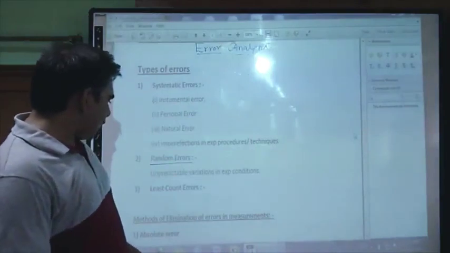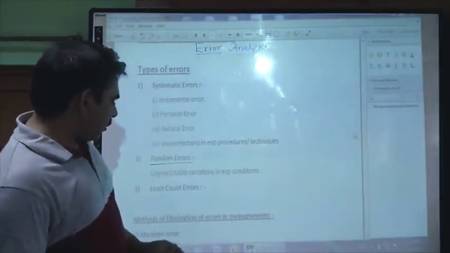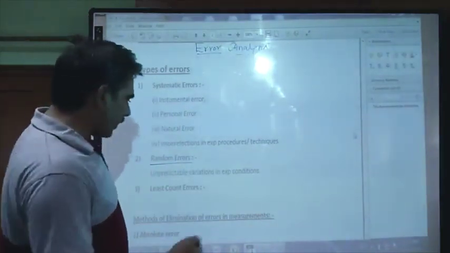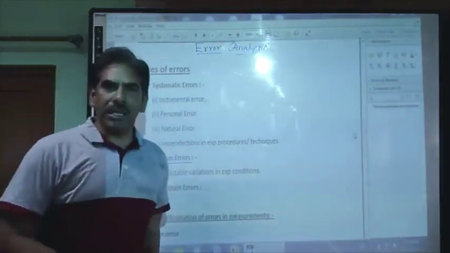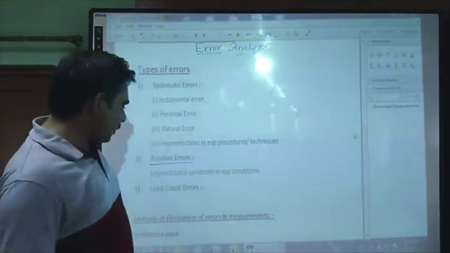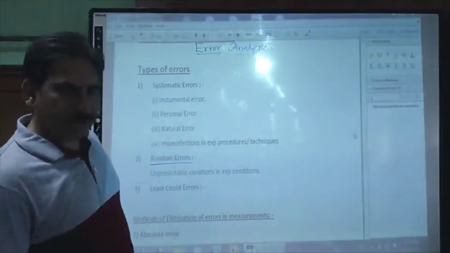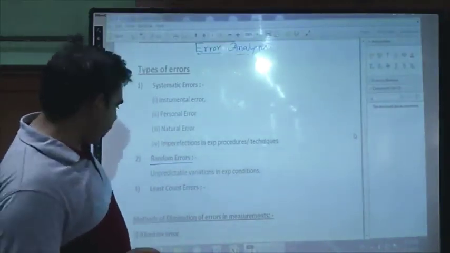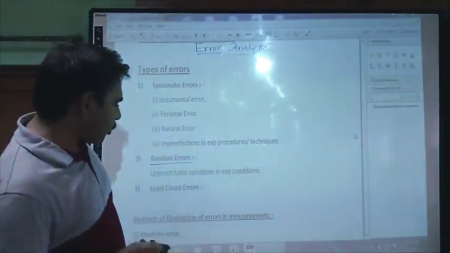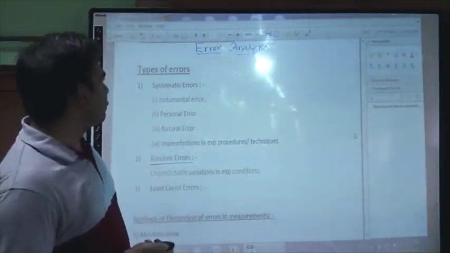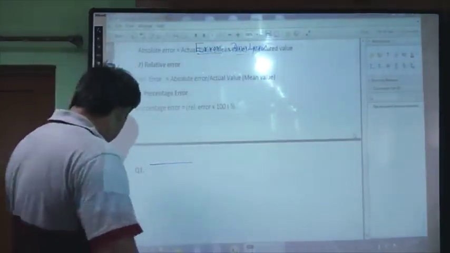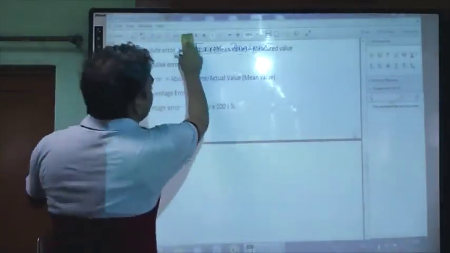So what are the methods to find or calculate how much error we have in the result? By knowing that, we can also eliminate the error. There are some methods to judge how much error is there in the result. The first one is absolute error. So what is an absolute error?